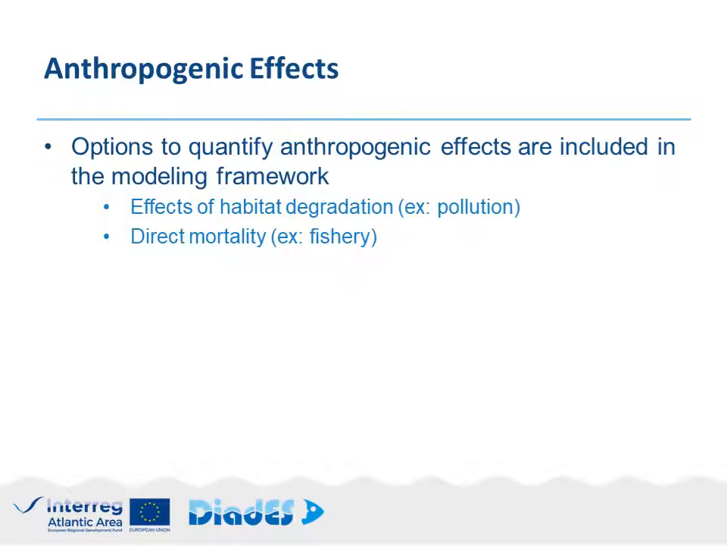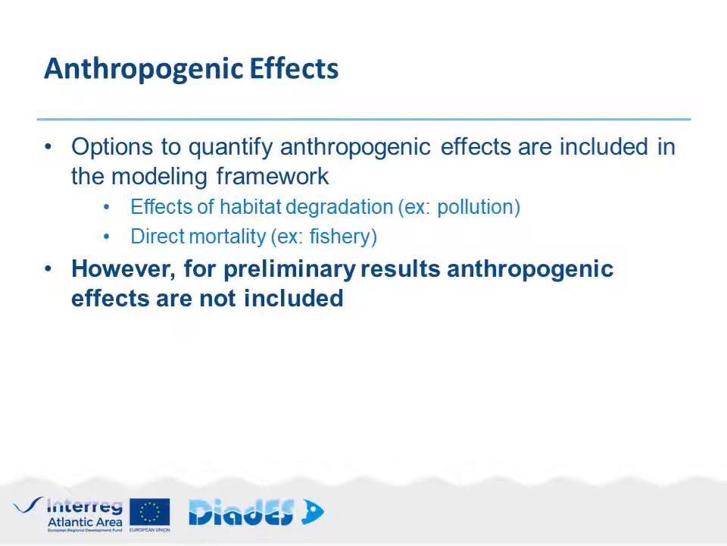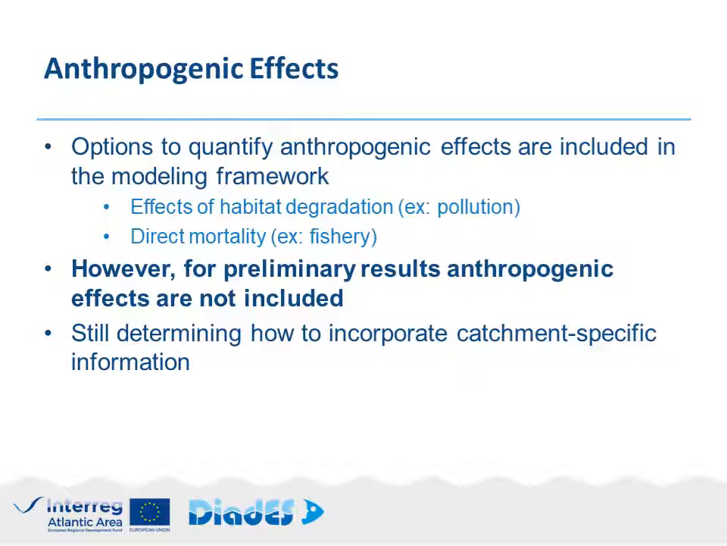Also included in the modeling framework is the option to quantify anthropogenic effects. This includes the effects of habitat degradation, such as pollution, and then also direct mortality, such as a fishery. However, for our preliminary results, we are not including anthropogenic effects, and this is important to keep in mind when interpreting these results. This is because we're still determining how to incorporate catchment-specific information.